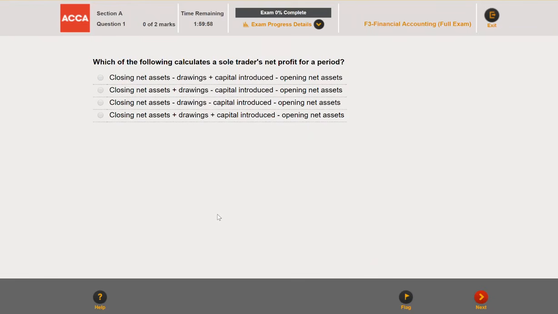Okay, this is the exam. Let's see what is on the screen. So we have the ACCA logo here, and then section A and the question number. The marks will not be given in the real exam, and then the time remaining, which is decreasing, and then exam percent complete. So this shows how much of the exam has been attempted.